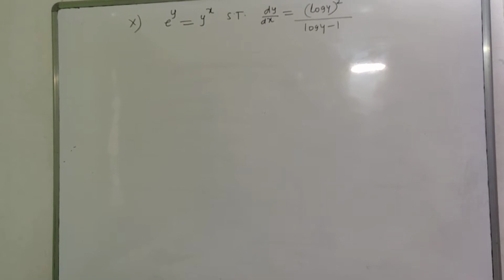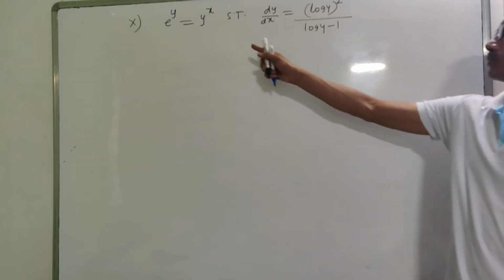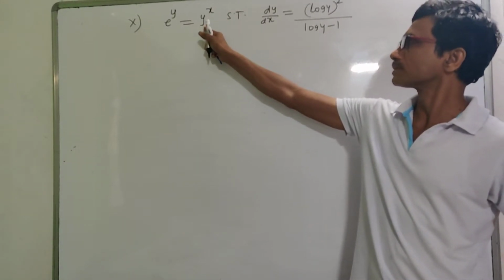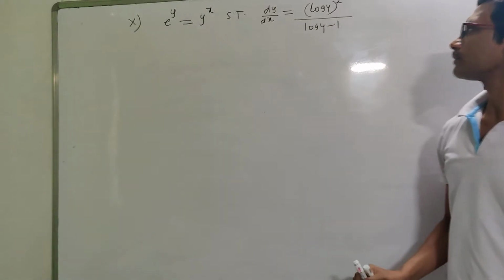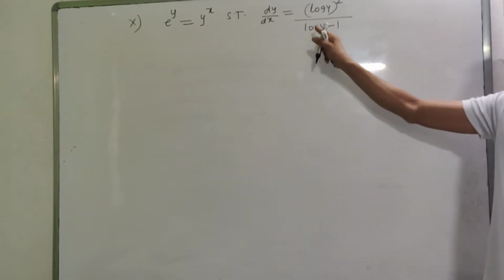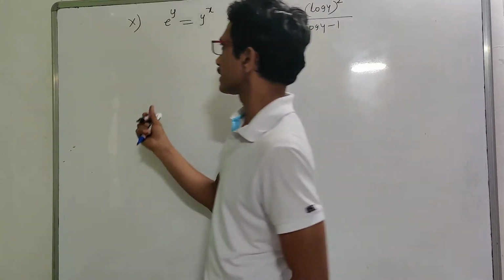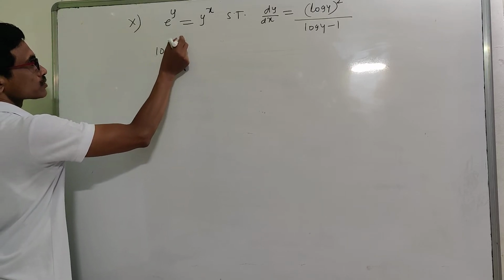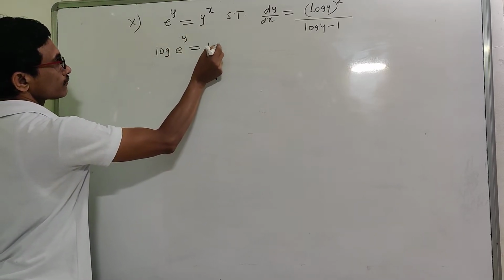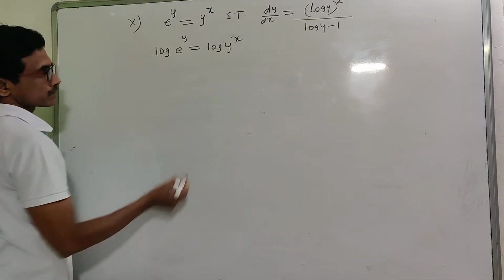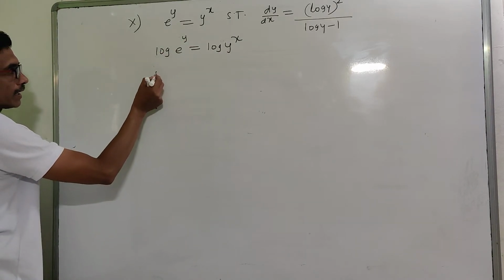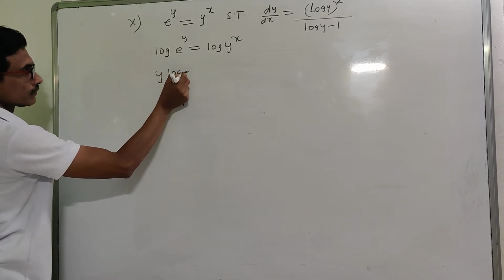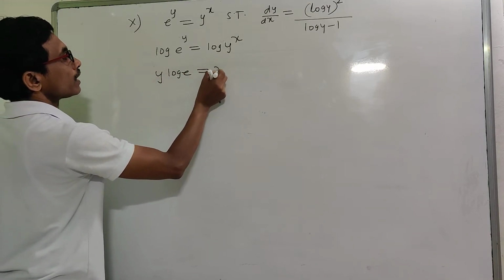Question number 10: e raised to power y is equal to y raised to power x. When a function is raised to the power of a function, we use logarithmic differentiation. We are getting a hint here also. So take log of both sides. Log of e raised to power y is equal to log of y raised to power x. The left hand side will be y into log e, and the right hand side will be x into log y.